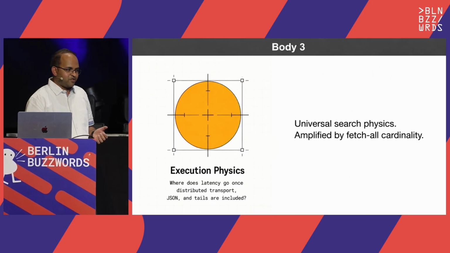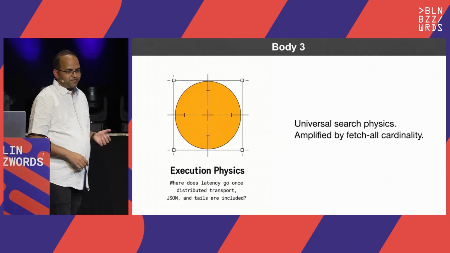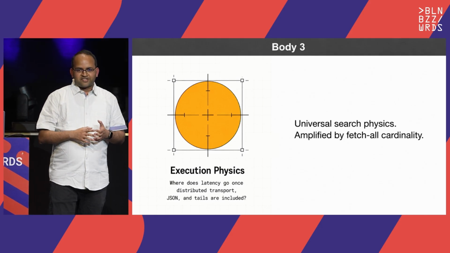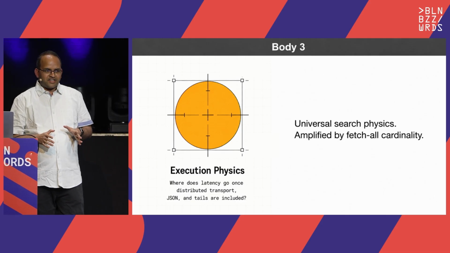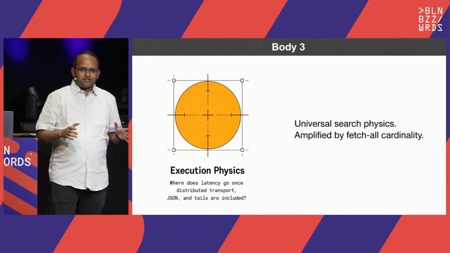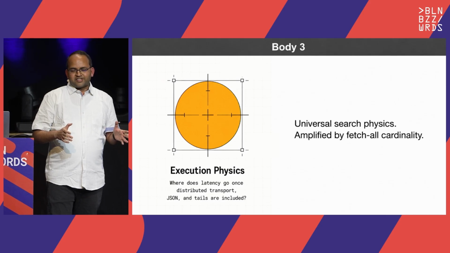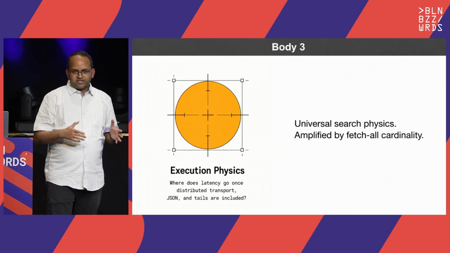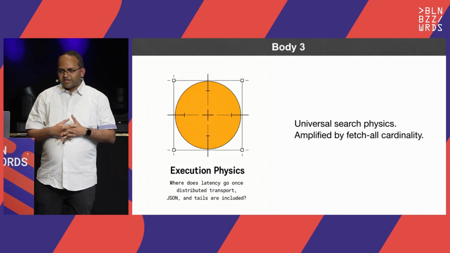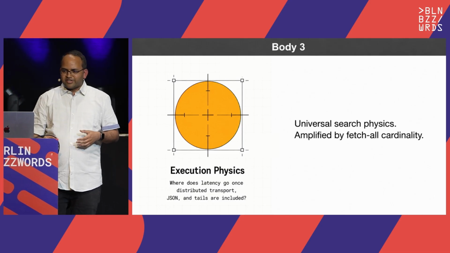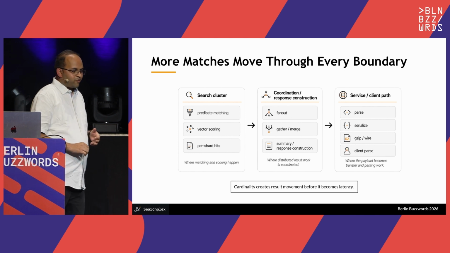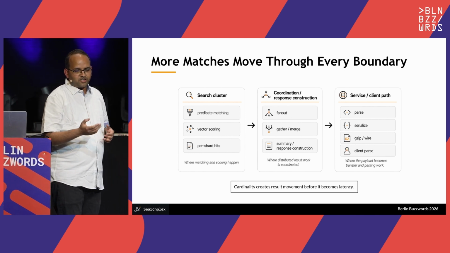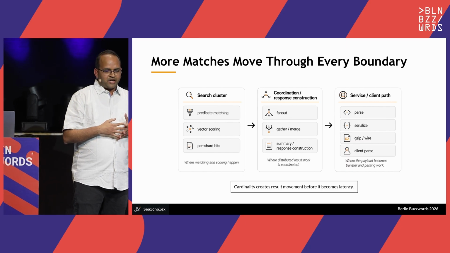And that brings us to the third body of problems, that's the execution physics. So execution physics is not something specific for inverse search. It's there also for forward search or any types of search system. But this becomes a bit more interesting. I'll explain why.